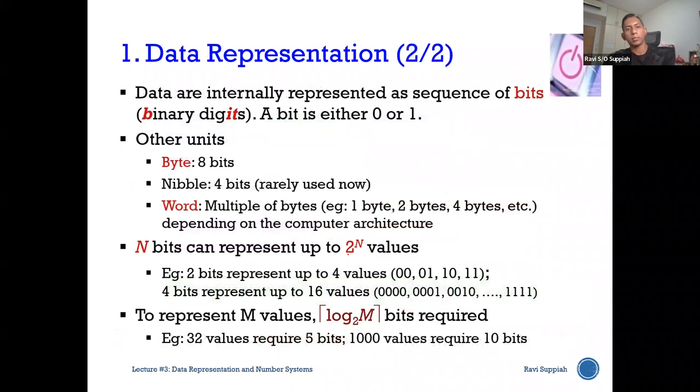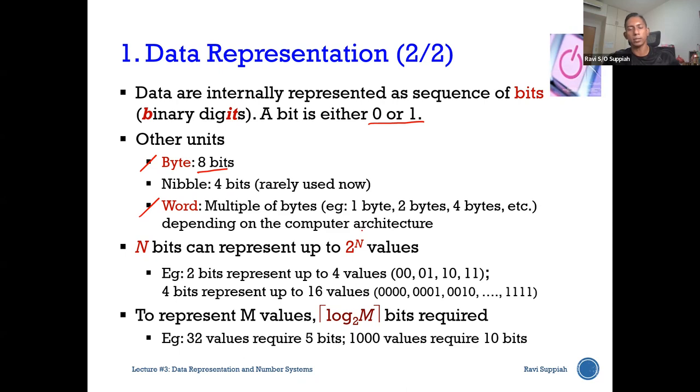Ultimately, everything comes down to ones and zeros in a computing system. We call them bits, or binary digits. In terms of standard units, a byte is 8 bits, and a nibble is 4 bits, which is rarely used. Next comes the word. Now, word is not a clearly defined term.